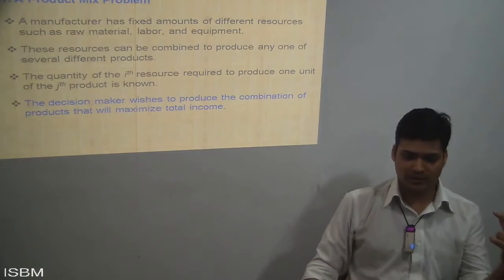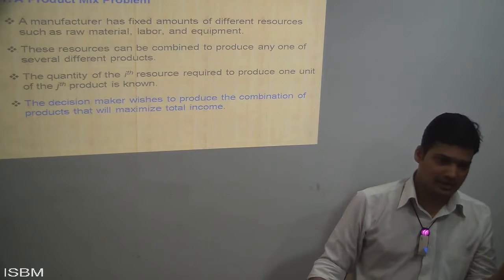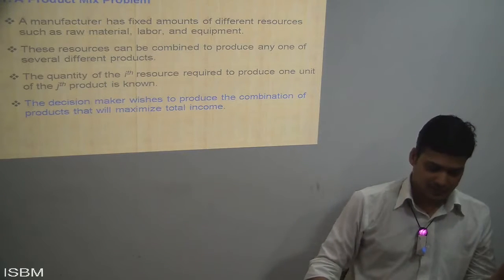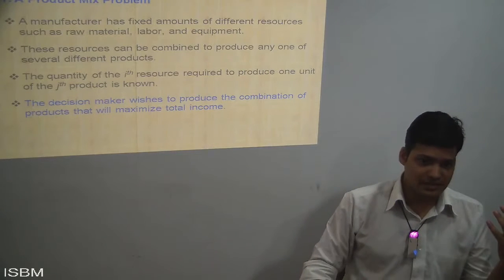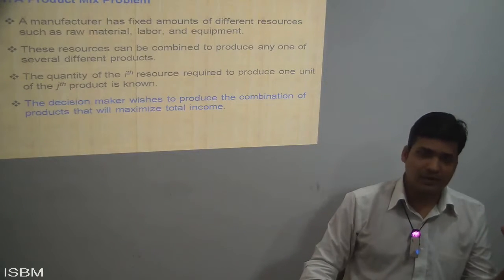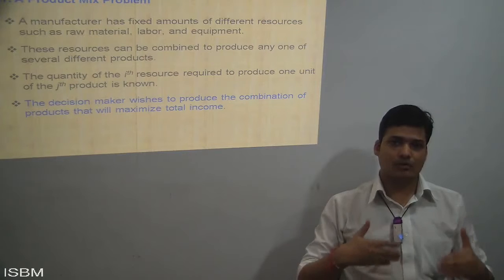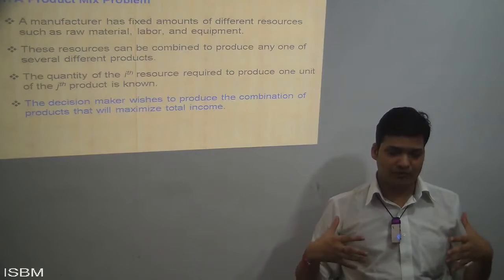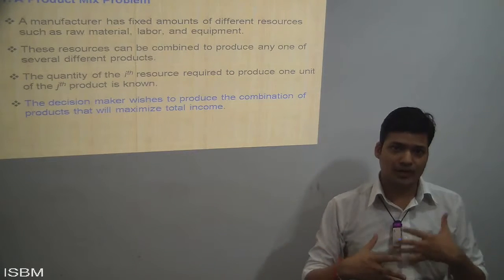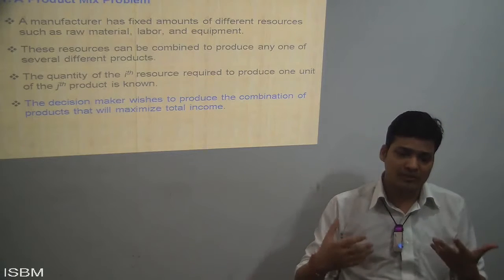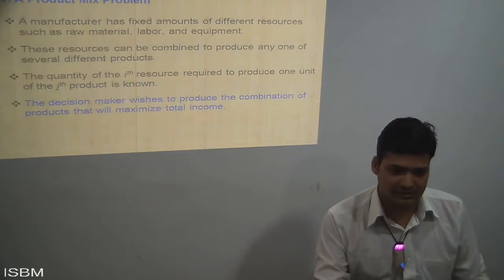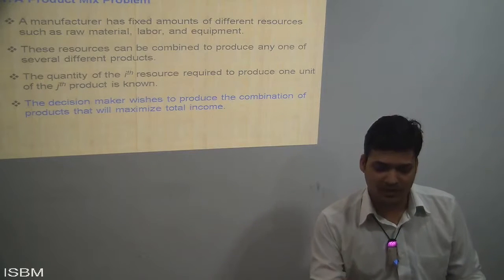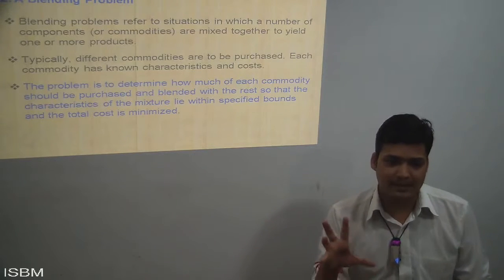See, there are two products, and what I mean to say is that the store manager or storekeeper wants to maximize the profit. How to maximize the profit by combining these products? So they have written all these things over here. That is a product mix problem, a kind of problem. The second is a blending problem.